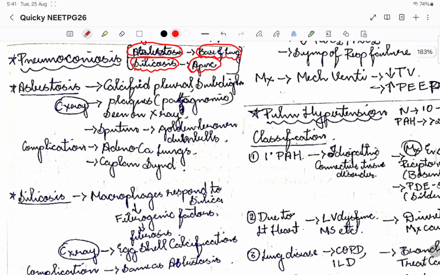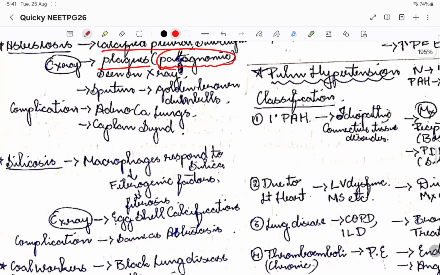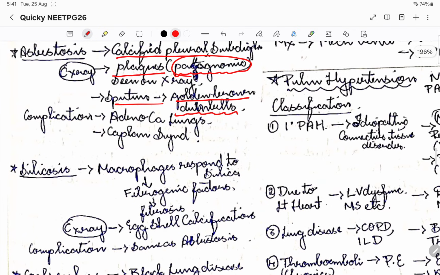Now in asbestosis, there will be calcified pleura, then plaques. When we take a chest X-ray, plaques will be present, and it is pathognomonic to see on the chest X-ray. Then in the sputum, it will be golden brown dumbbells. Complications will be adenocarcinoma of the lung and also Caplan syndrome. So please remember the association of adenocarcinoma of lung with asbestosis.